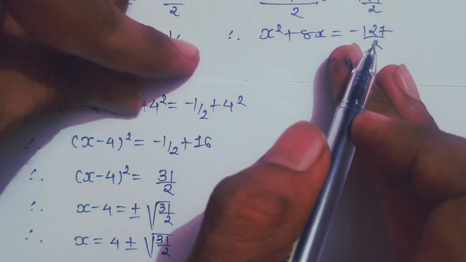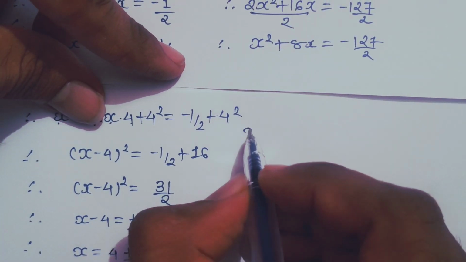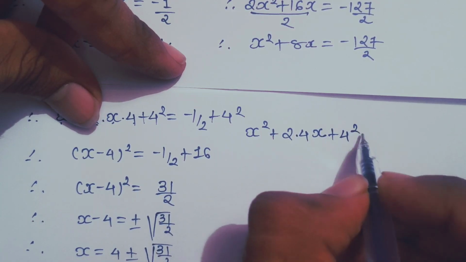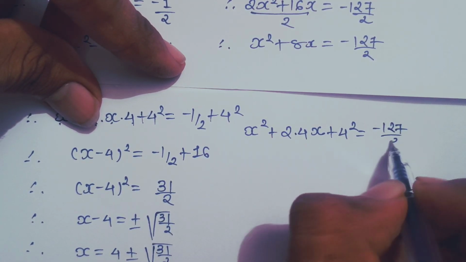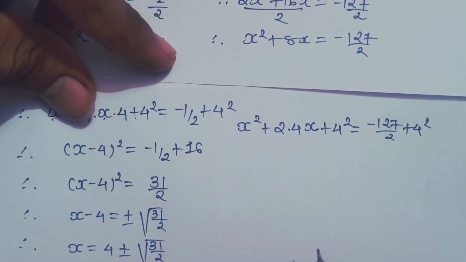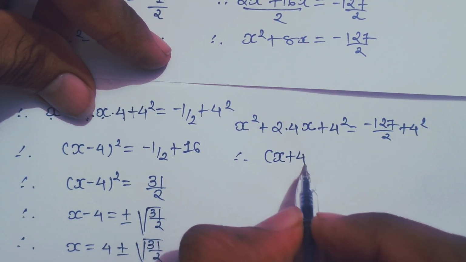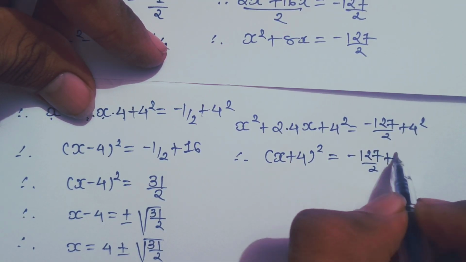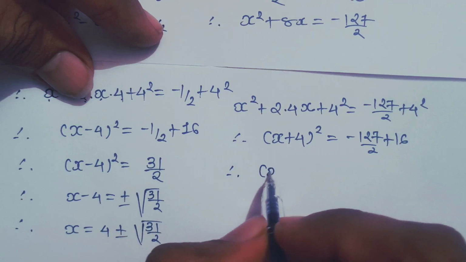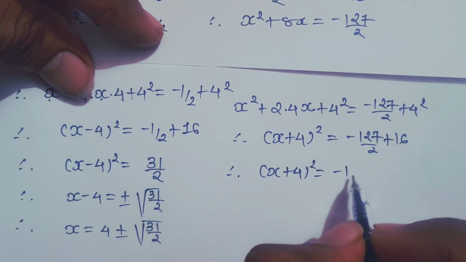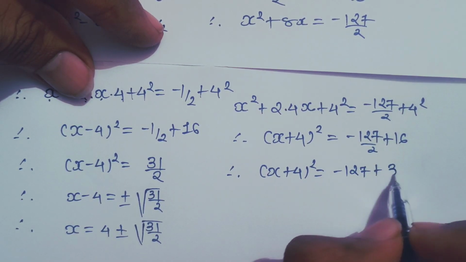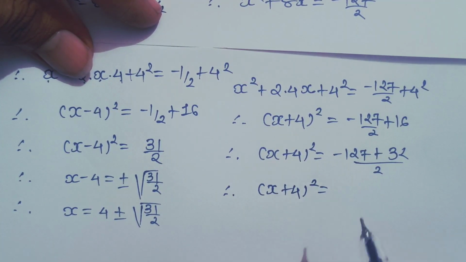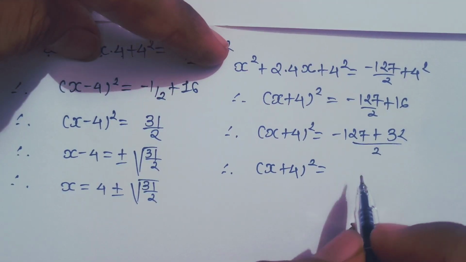On the left hand side, again add 4 square to both sides, or not? If you write x square plus 2 into 4 into x, here add 4 square, and minus 127 upon 2 plus 4 square. This is clear. Now this is x plus 4 whole square, or not? Now this is minus 127 upon 2, and this is 16. Therefore x plus 4 whole square equal to minus 127 plus, LCM is 2, so 32, divided by 2. Now therefore x plus 4 whole square equal to minus 127 plus 32, minus 95 upon 2.